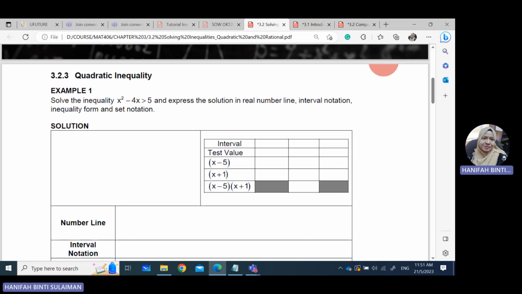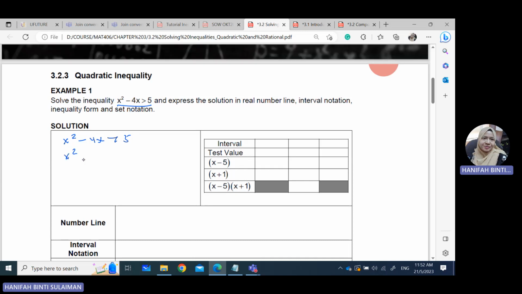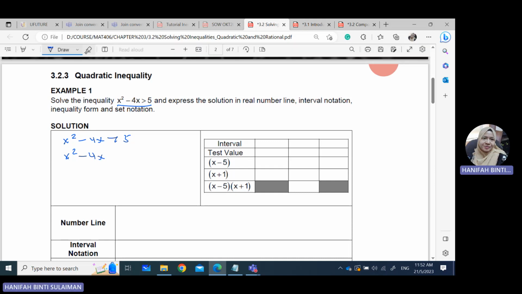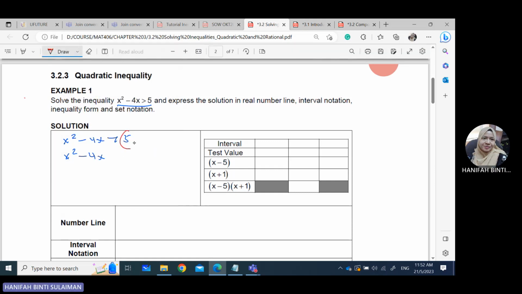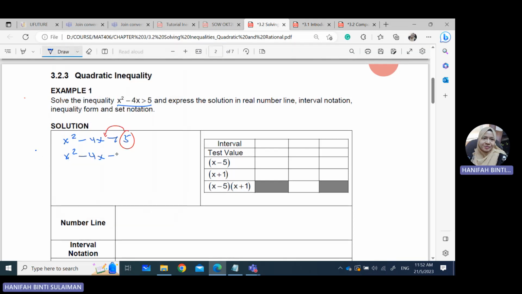Right, so in order to solve the inequality involving quadratic, it is similar to how we solve a quadratic equation. Sama juga kita cari nilai-nilai x, tapi yang ini adalah bentuk inequality. So kita ada x squared minus 4x greater than 5. So we make it a quadratic equation: x squared minus 4x, and this 5 kita bawa ke sebelah, dia akan jadi minus 5, greater than 0.